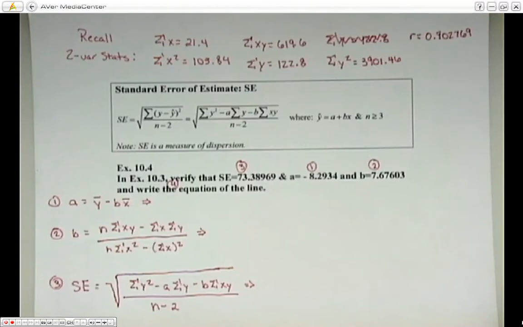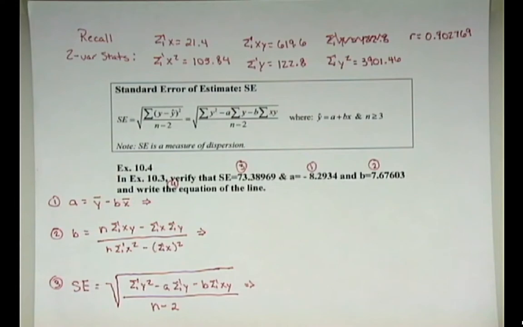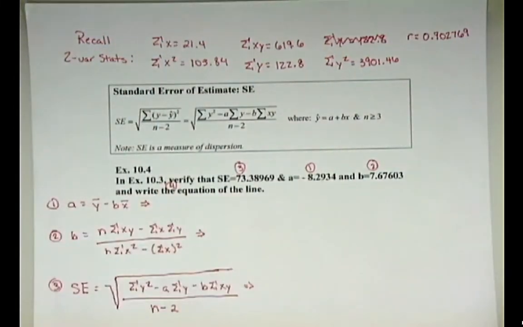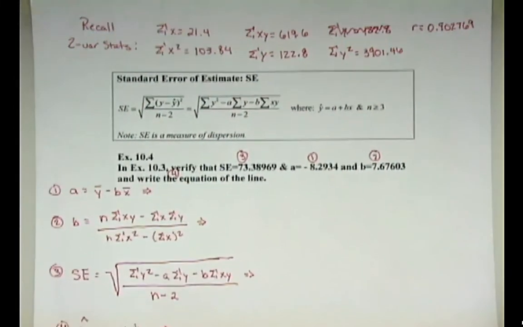Okay, students, so we are on page 115 of the notes, and we're going to be working with the data given in example 10.3. Now, if we recall from using our two variable statistics from the previous page, we have the sum of the x's, sum of x squareds, and so on. Now we're going to calculate the standard error of estimate.